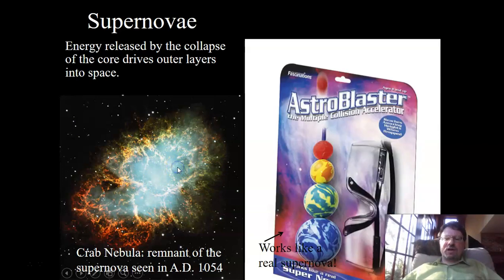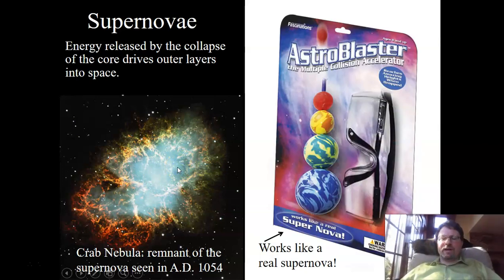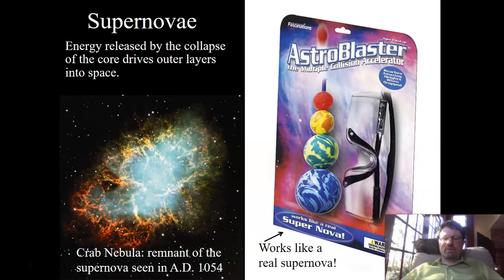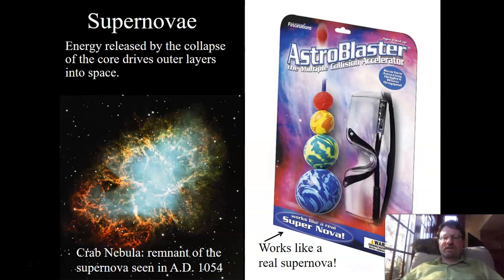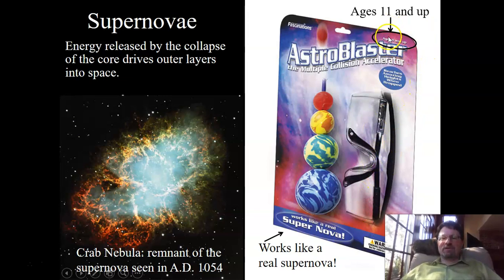Now, I have a demonstration device. I wish you were in the planetarium with me right now so that we could show you how it works. This is the Astro Blaster. This was given to me as a gift several years ago after I helped out at a particular workshop. And it says here that it works like a real supernova. Even gives you the safety goggles. Ages 11 and up, because you wouldn't want a 10-year-old to play with something that works like a real supernova.